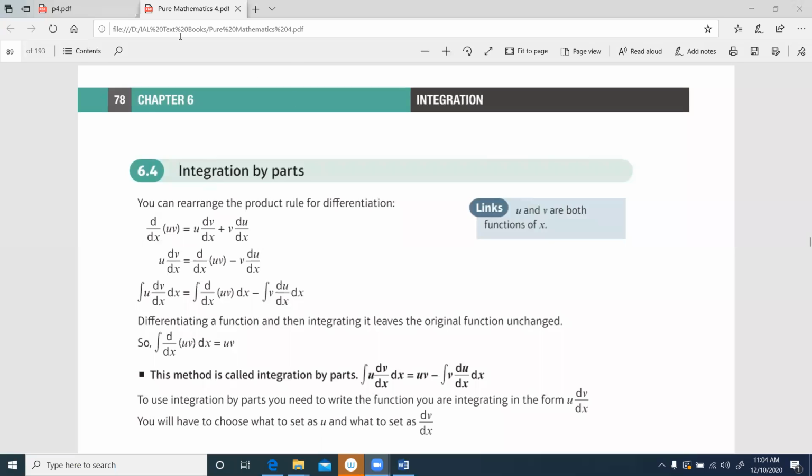Yes, yesterday we were learning about integration. Today our topic is to learn about integration by parts.